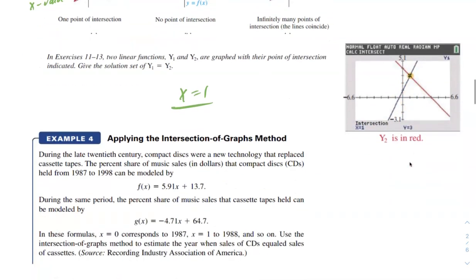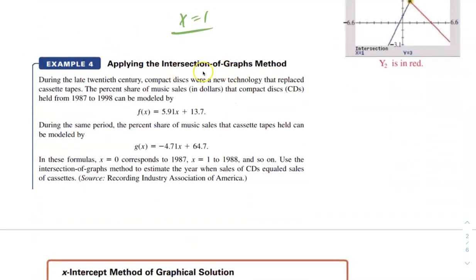So let's do one ourselves now. This is an application problem talking about the sales of cassette tapes versus sales of compact discs over the years between 1987 and 1999. And we want to figure out when these two things match. When did the tape sales match the CD sales? So we're going to graph it. We want to figure out when f of x equals g of x. And instead of solving this by hand, we're going to use a calculator.